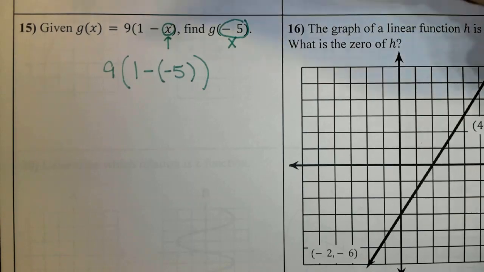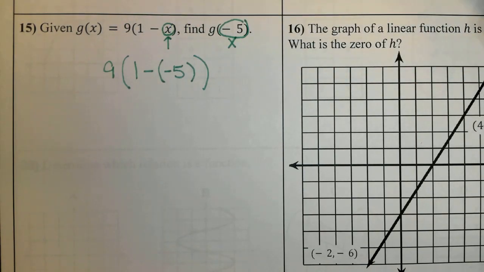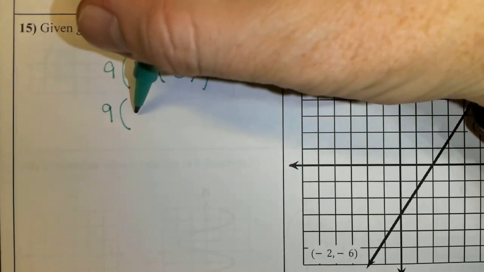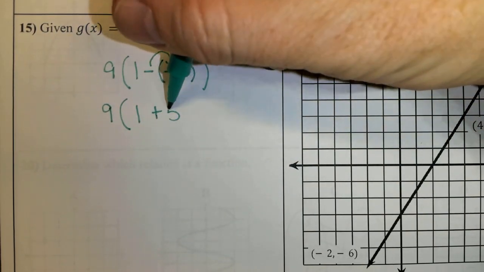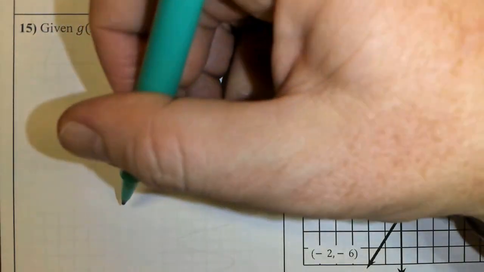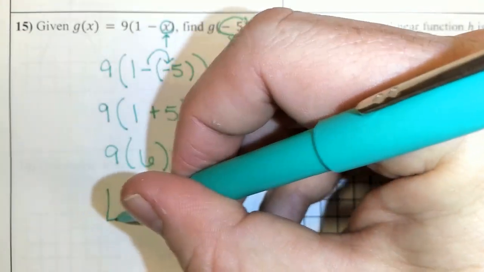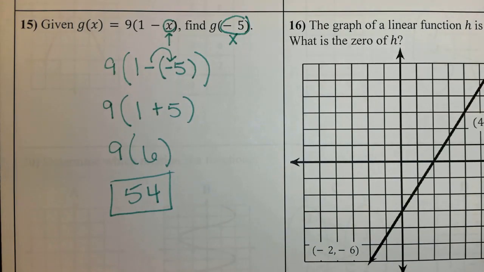Okay, so if you have a calculator, you can type just that right there, just like it looks, and you get the answer. Or if you don't have a calculator, we can do it by hand. So negative times a negative makes a positive. 5 plus 1 we know is 6. 9 times 6 you should know is 54. Sweet. Look at that.